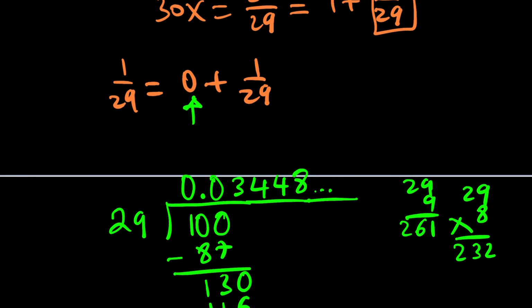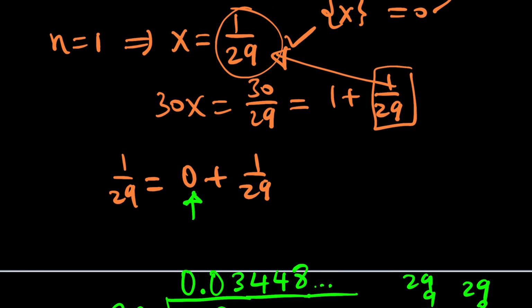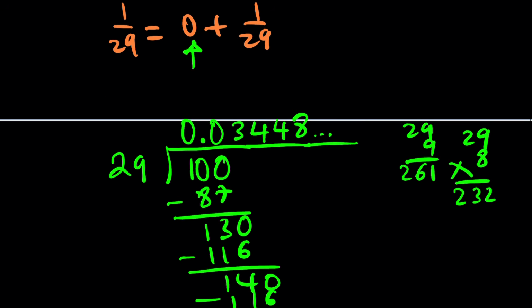No matter which number you take and divide, you're always going to get the same number. So what happens to 30x in this case? It's just going to be 1 plus this, so it's going to be 1.03448... But again, their fractional parts are going to be equal.